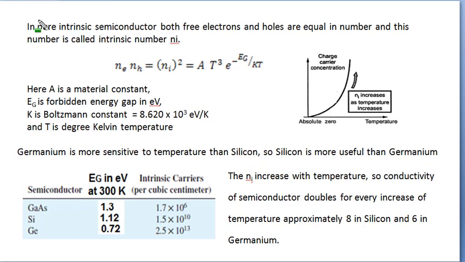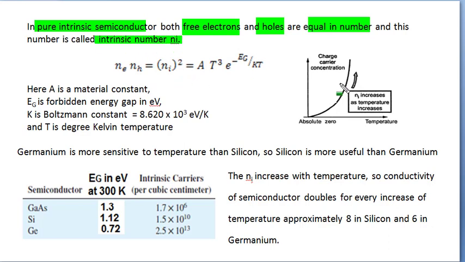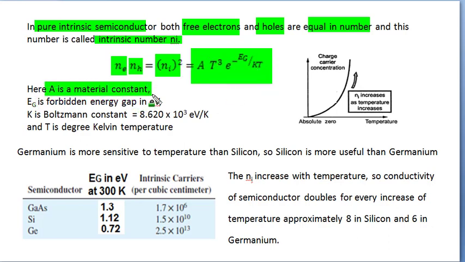In a pure intrinsic semiconductor, free electrons and holes are equal in number, and this number is called the intrinsic number. As per the law of mass action, the number product of electrons and holes is a function of temperature only. So if the numbers are equal, then ni squared is given by this temperature-governed relation, where A is a material constant which is higher for germanium and smaller for silicon. Now E_G is called the forbidden energy gap, and we will soon see what exactly it is. It is 1.12 eV at room temperature for silicon and 0.72 eV for germanium.